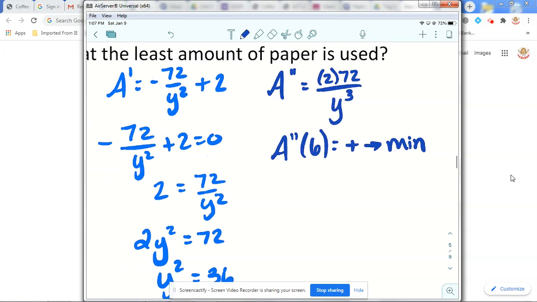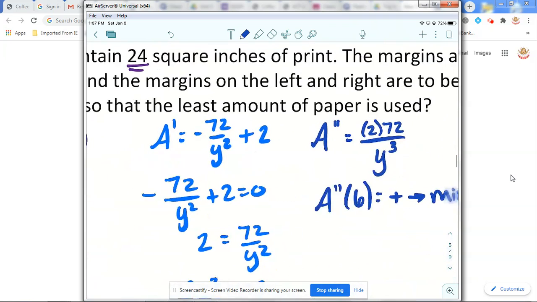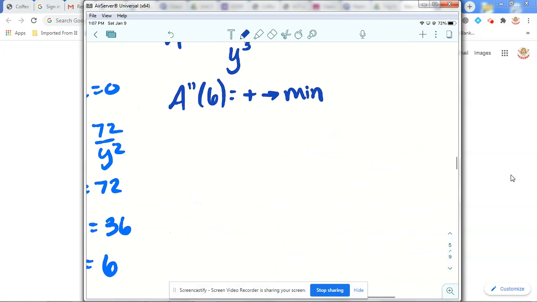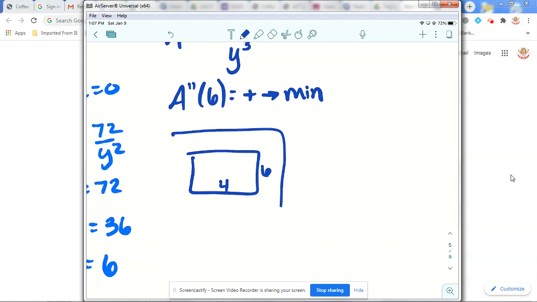Okay, so let's answer the question. What are the dimensions of the page? So the dimensions of the box are 4 by 6. But don't forget the page has additional margins. I think the way this is worded, we're talking about the whole page. So we remember we have to add those margins of 1 and 1.5. So it looks like it's going to be 6 by 9 inches, right?